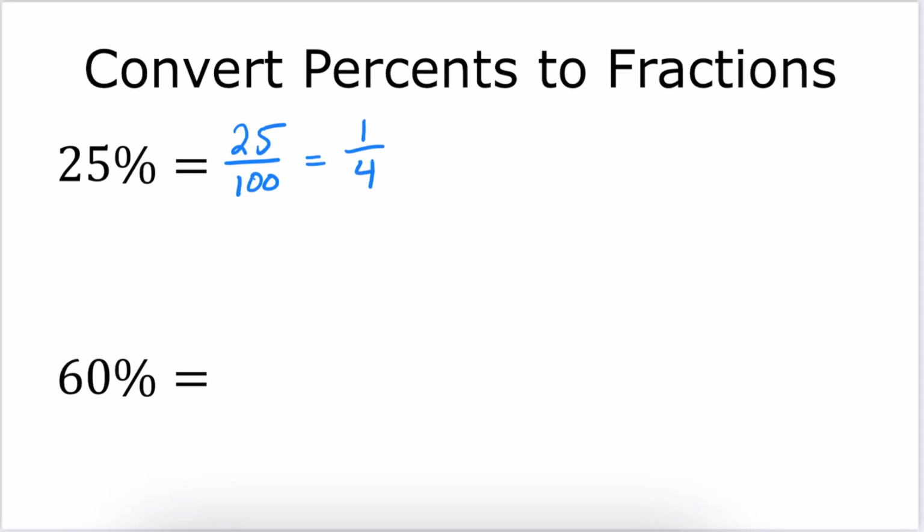So 25% equals 1/4. If you had something like 60%, that means that you have 60 out of 100. When you reduce this, they're both divisible by 10, which would give you 6/10, and they're both divisible by 2, which would give you 3/5. And so the fraction 3/5 is equivalent to the percentage 60%. Whenever you want to convert a percentage into a fraction, you just take the percentage amount and put it over 100, because the word percent means for each 100.